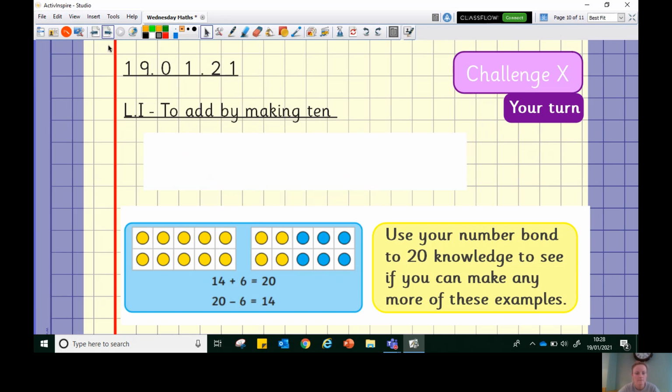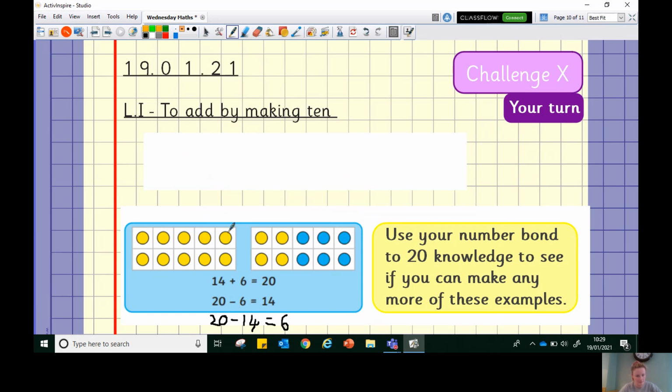So it says 14 plus 6 equals 20. Is that right? Yep, that's right. Then they have done a subtraction based on that. So now they've got 20 minus 6 equals 14. They could have even written 20 minus 14 equals, can you finish my sentence for me? Equals 6.